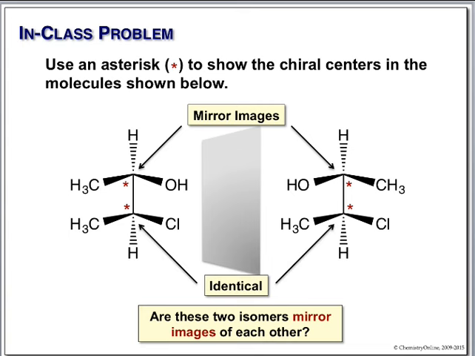Now you could do this the hard way. You could assign R and S for each of them. If you did that, you would be going 1, 2, 3. That's R. This one, 1, 2, 3. That's S. Mirror image of R is S. But if you just look at them, you could see that.